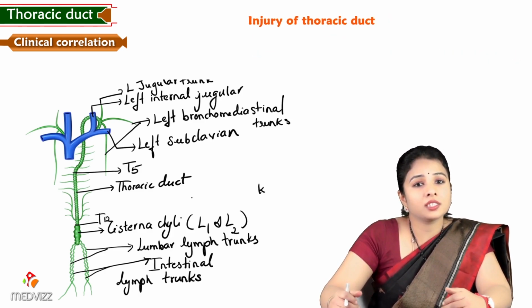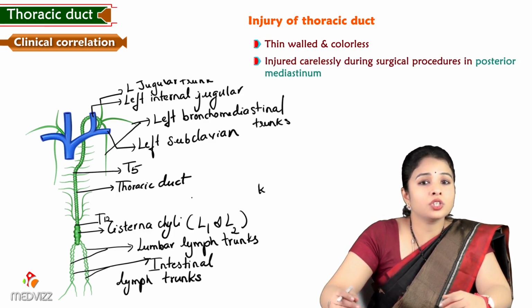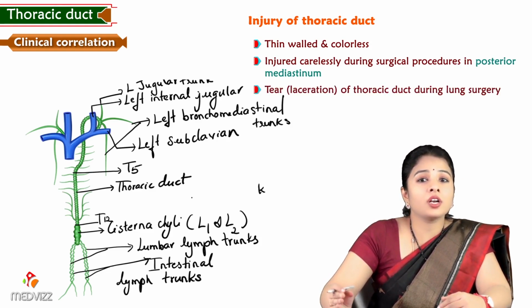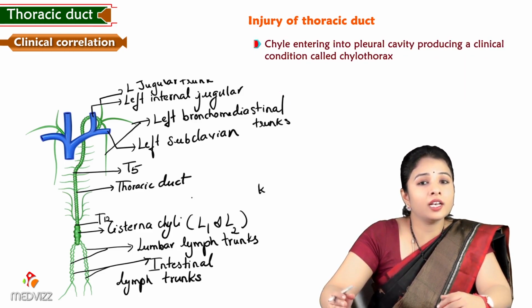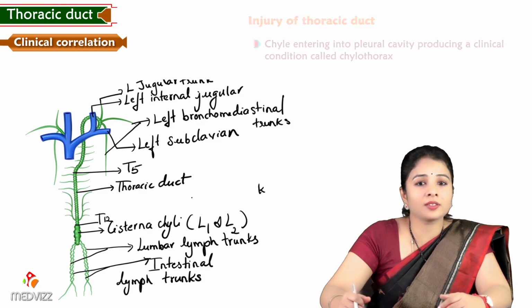Injury of the thoracic duct: as the thoracic duct is thin walled and a translucent structure, it is sometimes injured carelessly during surgical procedures in the posterior mediastinum. So tear or laceration of the thoracic duct during lung surgeries results in the chyle entering into the pleural cavity, producing a clinical condition, that is chylothorax.